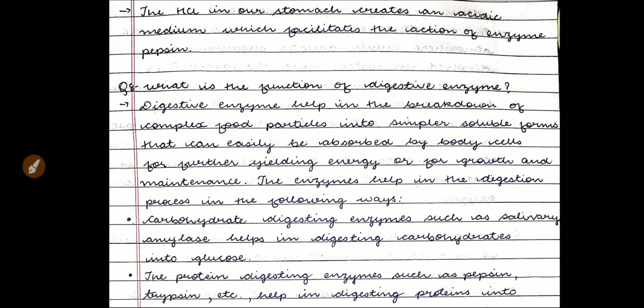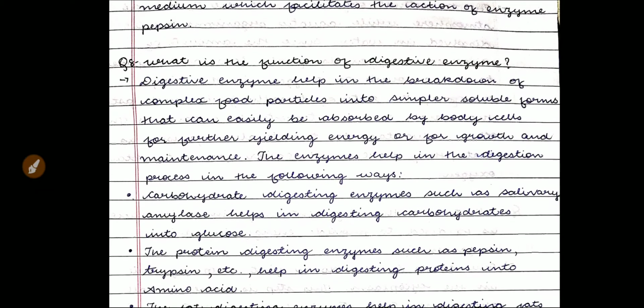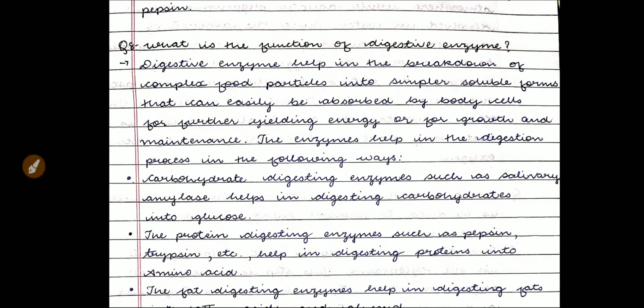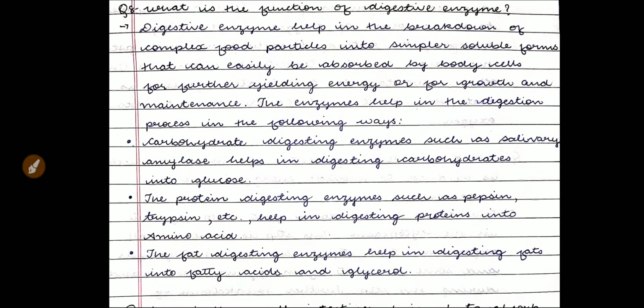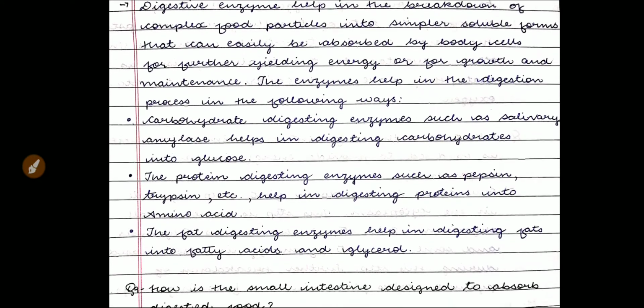तो स्टूडेंट्स हमारा नेक्स्ट क्वेश्चन है, व्हाट इज़ द फंक्शन ऑफ डाइजेस्टिव एंजाइम। डाइजेस्टिव एंजाइम का फंक्शंस क्या क्या है। Digestive enzyme helps in the breakdown of complex food particles into simpler soluble forms that can easily be absorbed by body cells for further yielding energy or for growth and maintenance. The enzymes help in the digestion process in the following ways.